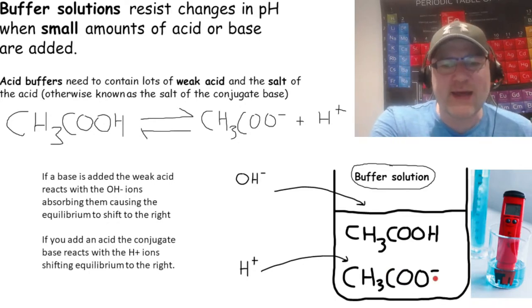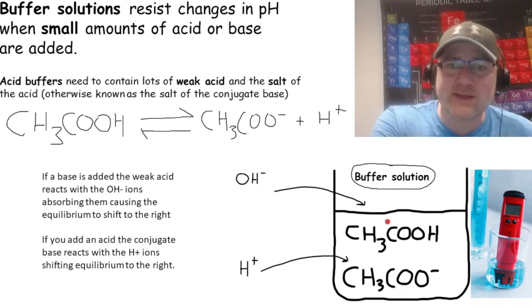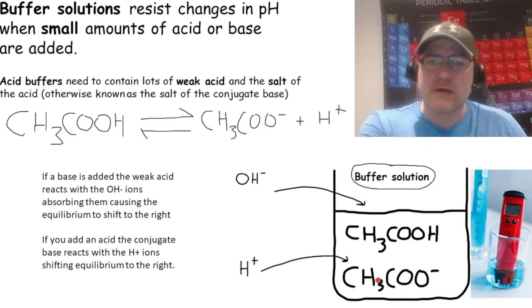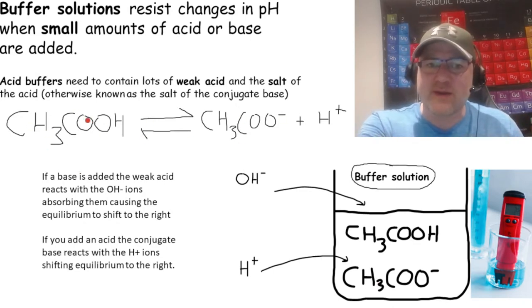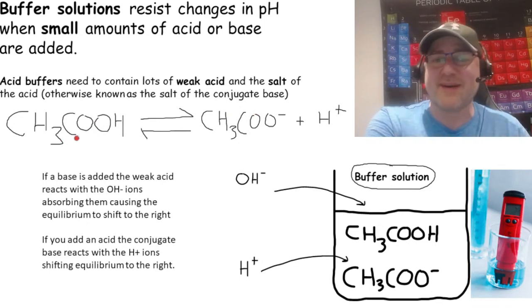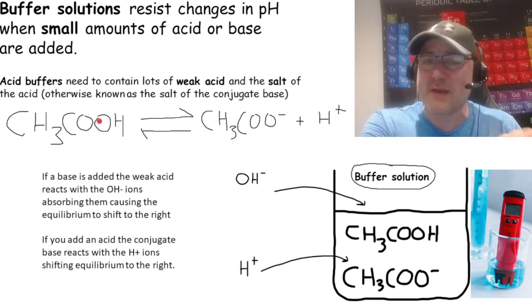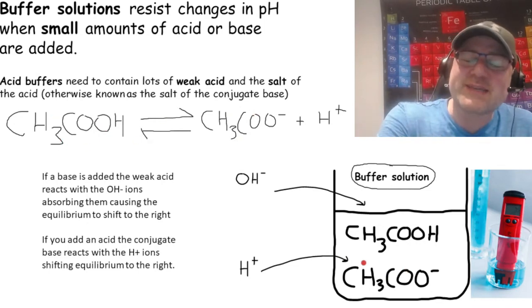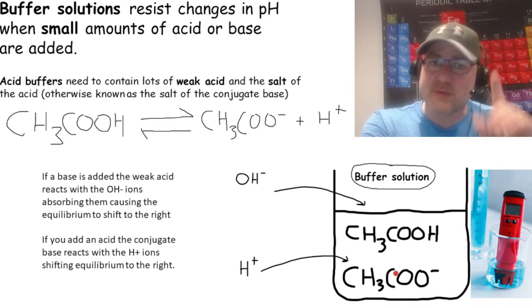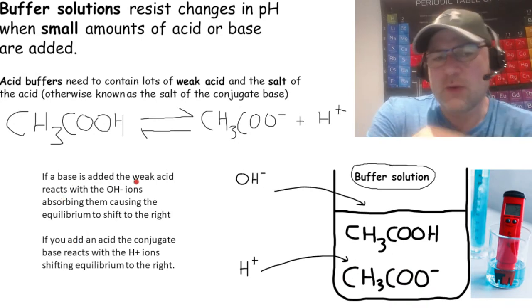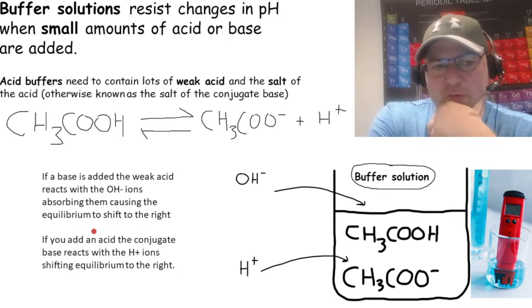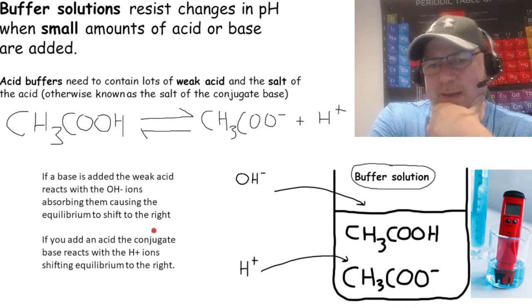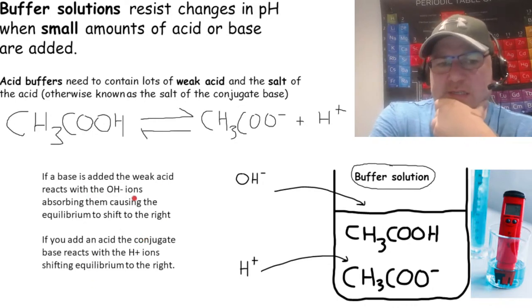So I need to get another source of these ethanoate ions. I can't rely on this ethanoic acid releasing those. So although this equation looks like I would have lots of ethanoate ions and ethanoic acid, I won't. It will only give me lots of ethanoic acid. So I actually need to add the salt of the acid, and I'm going to show you that in a second. So we've got a little explanation here which you can read through. This is if you're asked how a buffer works. It's basically saying what the acid does and what the base does.